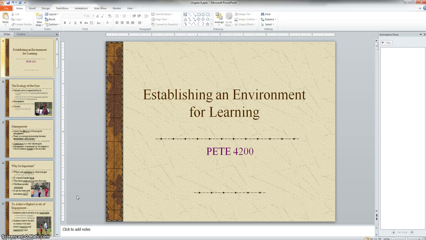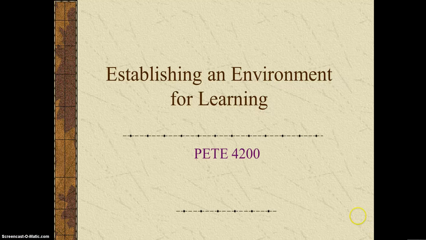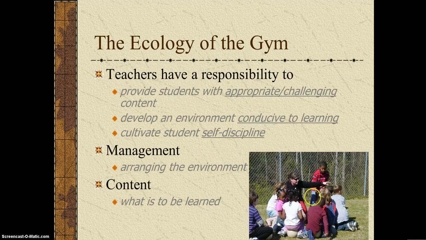So what we're going to do now is go through each of the slides and just talk about a few points of emphasis that I want to go over as it relates to Chapter 8 in your book. When we think about the ecology of the gym, we think about student self-discipline. One of the main things we're trying to establish with the students is we want them to be self-disciplined in everything that they do. We shouldn't be the one to tell them how to do everything. We want the students to take responsibility for the things that they are learning.